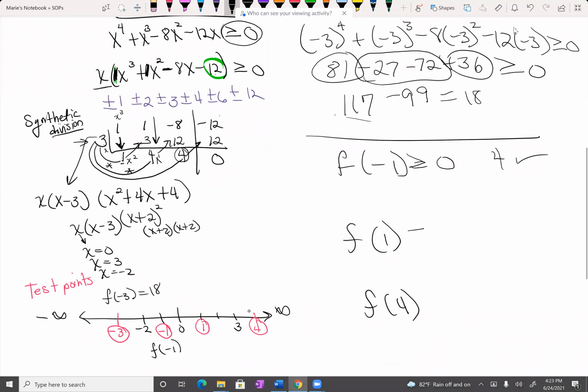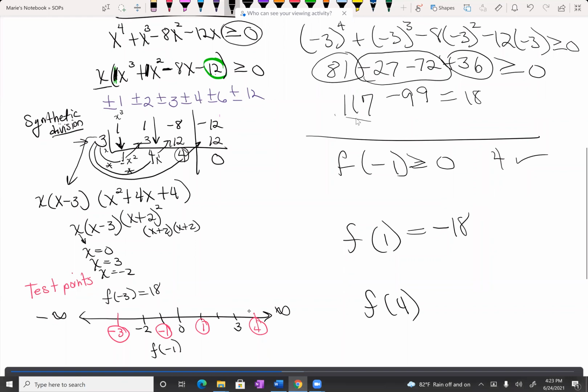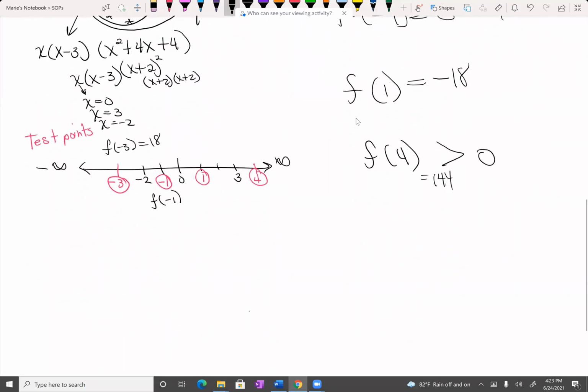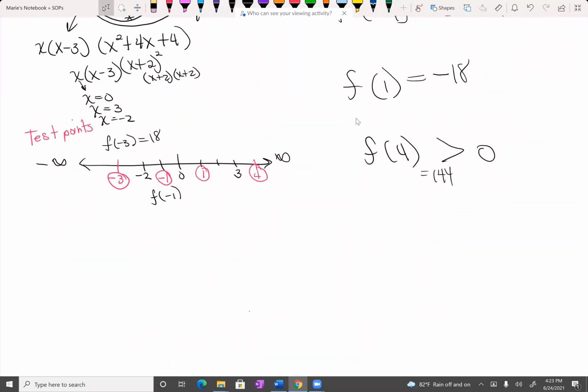This is not going to work. Believe it or not, the 1 is going to give you a negative number. And at this point, I don't even care about the actual value of the number. I just want to know if it's positive or negative. This is definitely positive. This will give you a huge number. I believe this is going to come close to, if not 144. So that's good.